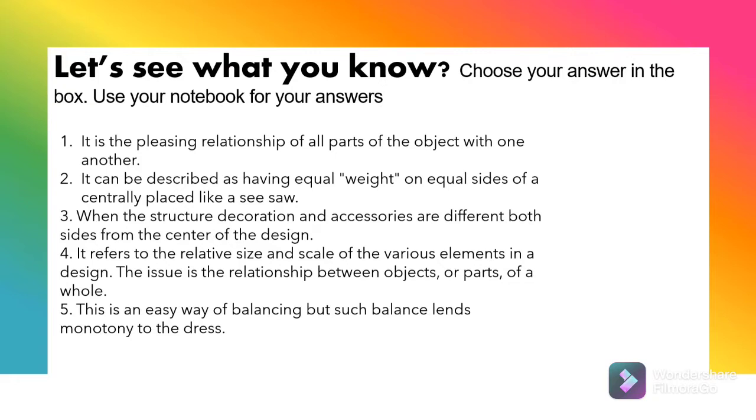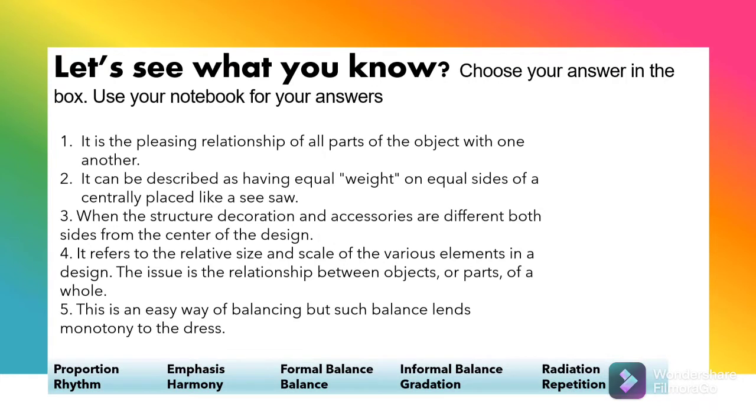Number 1. It is the pleasing relationship of all parts of the object with one another. Number 2. It can be described as having equal weight on equal sides of a centrally placed, like a seesaw. Number 3. When the structure, decoration, and accessories are different on both sides from the center of the design. Number 4. It refers to the relative size and scale of the various elements in a design. The issue is the relationship between objects or parts of a whole. Number 5. This is an easy way of balancing, but such balance lends monotony to the dress.